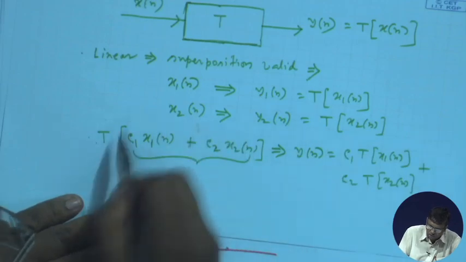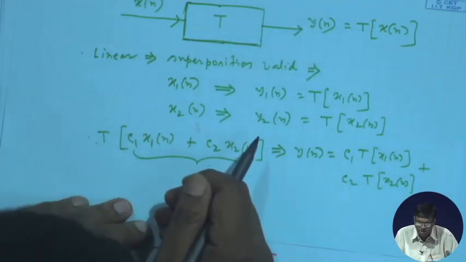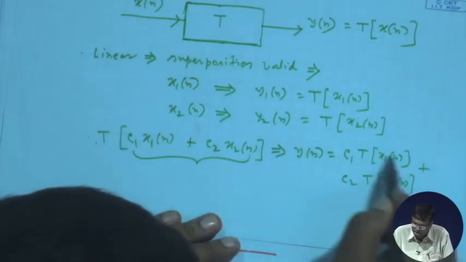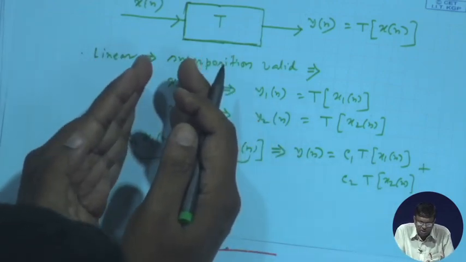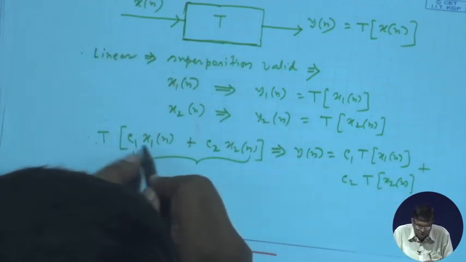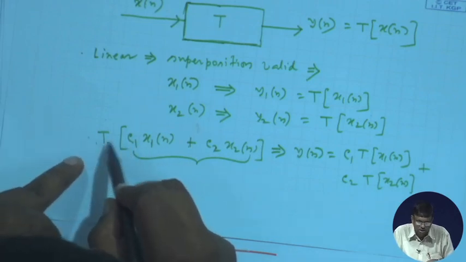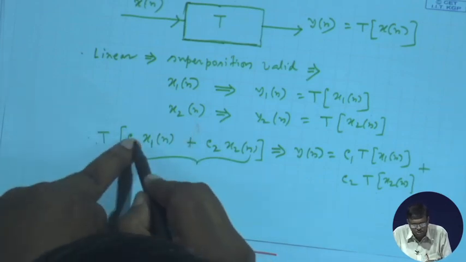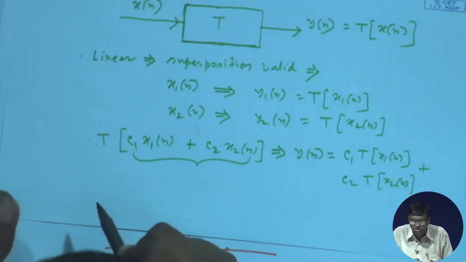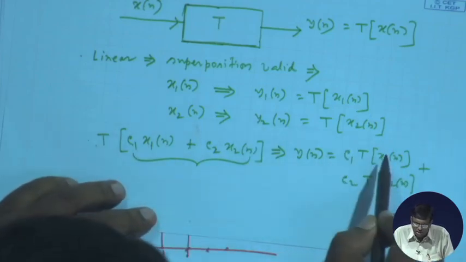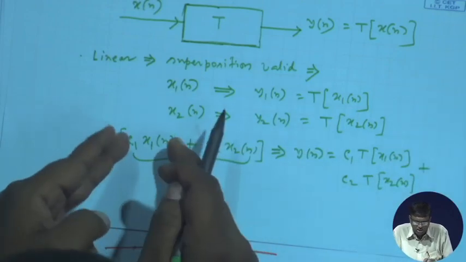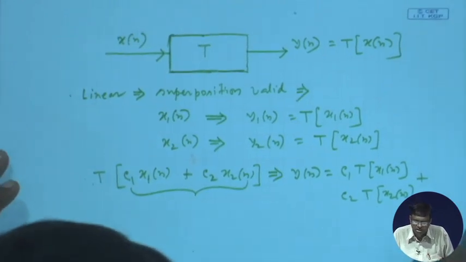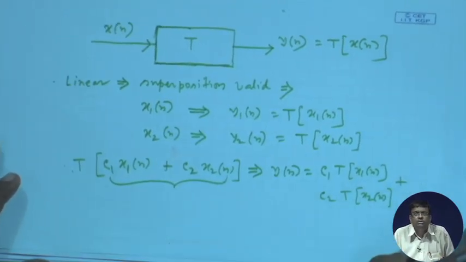It means the total output of the system will be the summation of the response due to this component and the response due to this component. And the response due to this component means the response due to this basic component x1n multiplied by the constant C1. First you multiply by C1 and then process through T, you obtain the same thing as when you first process by T and then multiply by the same number. That should be valid, and the individual responses should get added. If this is true, it is linear, otherwise not. This is called the principle of superposition.